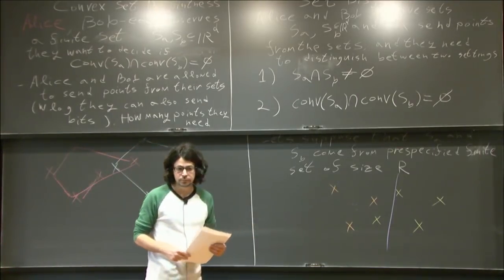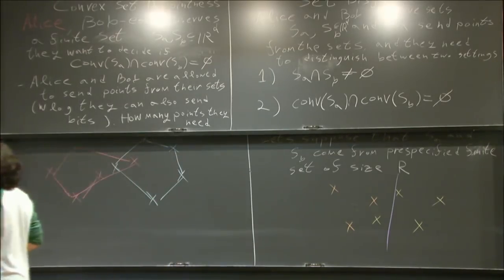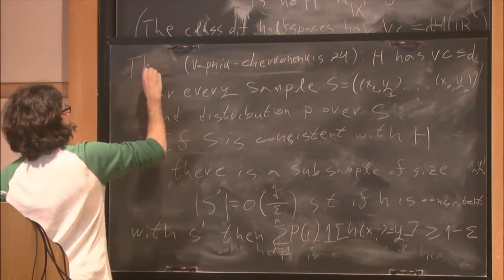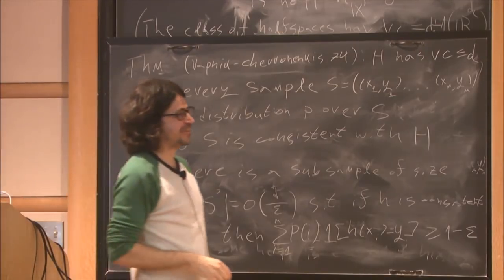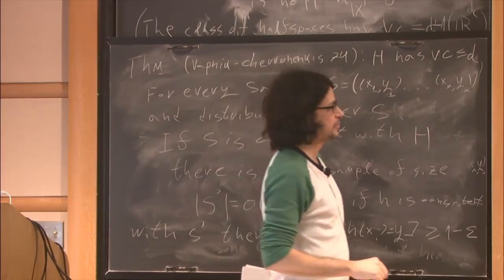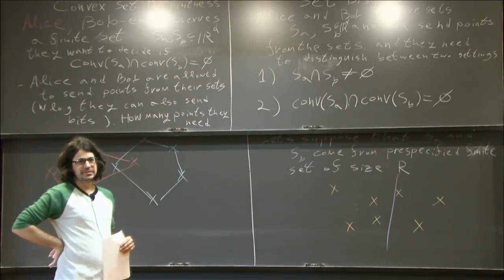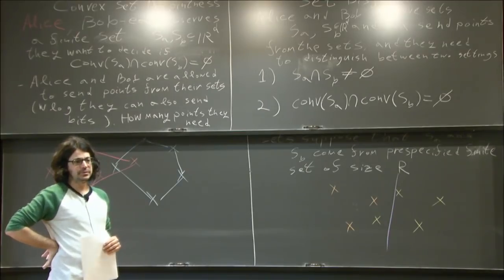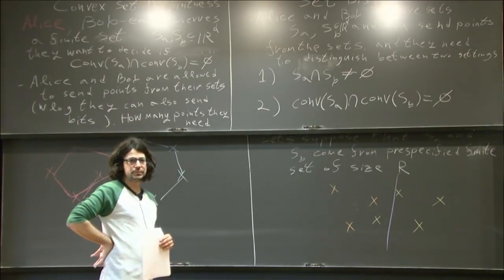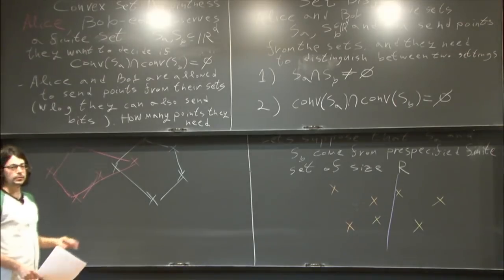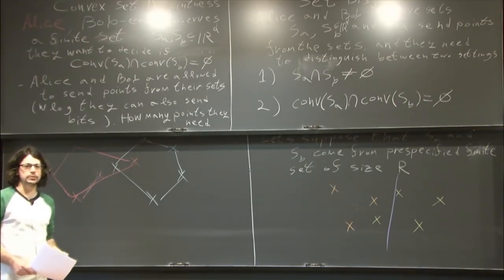I just want to comment that I would call it a theorem. It's much weaker than the actual theorem, yeah. Still, if this was an exercise, this is a hard exercise. Alice and Bob only get the set points from the set, not from the convex hulls of the sets. Right, so that would be very easy. If I can just send real numbers, then I could encode everything.